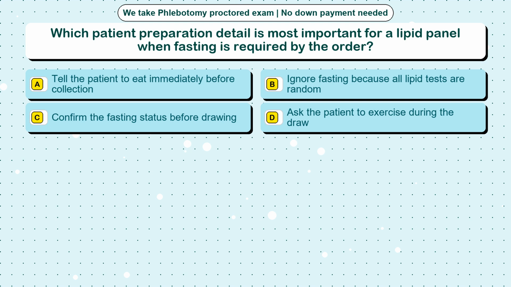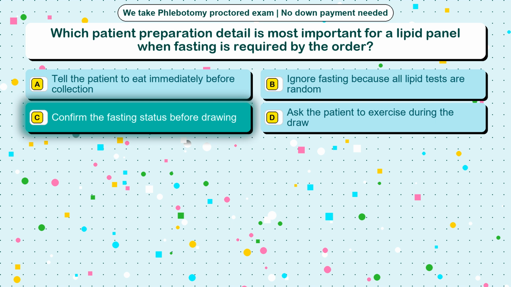Question 90. Which patient preparation detail is most important for a lipid panel when fasting is required by the order? Option A. Tell the patient to eat immediately before collection. Option B. Ignore fasting because all lipid tests are random. Option C. Confirm the fasting status before drawing. Option D. Ask the patient to exercise during the draw. The correct answer is option C.